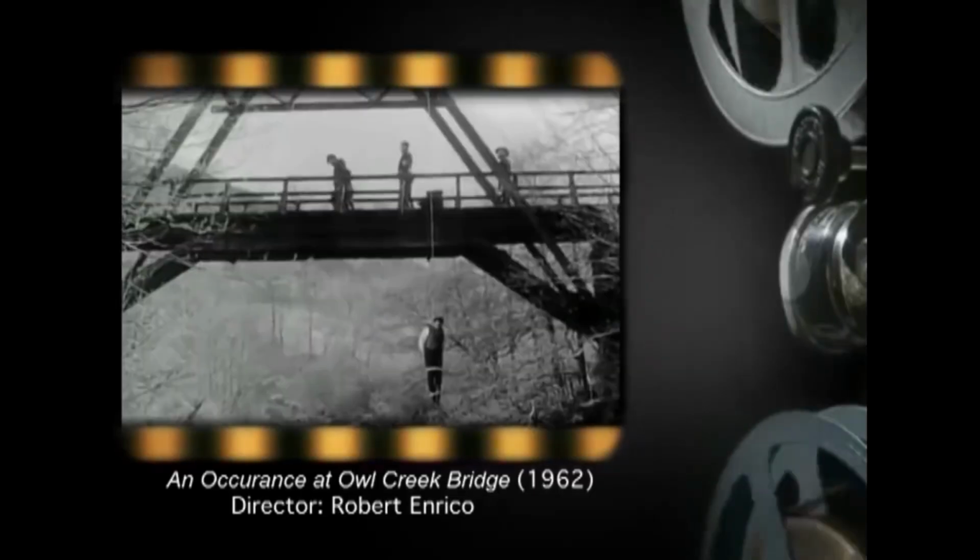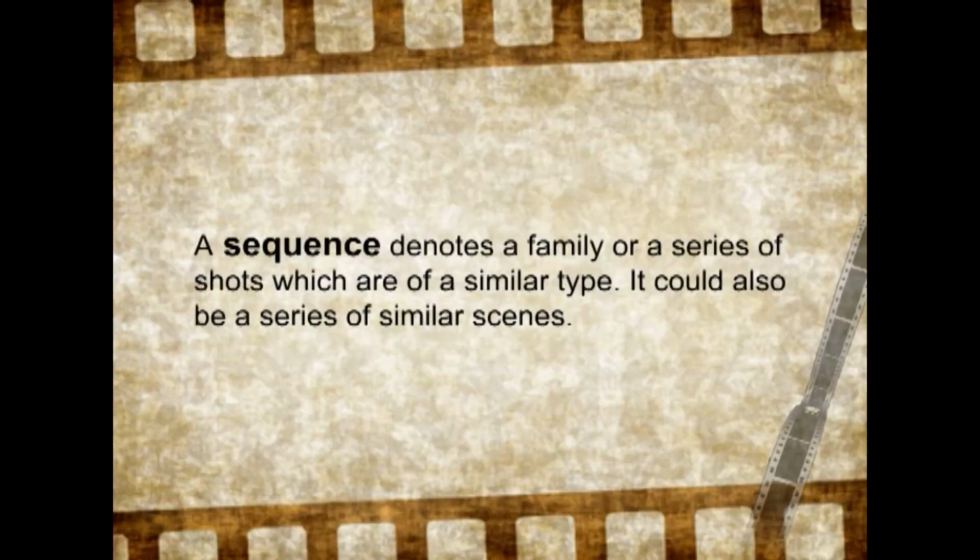A sequence denotes a family or a series of shots which are of a similar type. It could also be a series of similar scenes. In a narrative film, usually the concept of a sequence and a scene often overlaps. In conclusion, one could say that a series of shots combine with each other to give us a scene which communicates a complex meaning, and a series of similar shots or a series of similar scenes gives us a sequence.